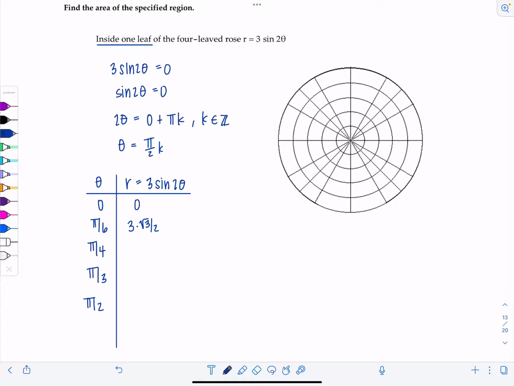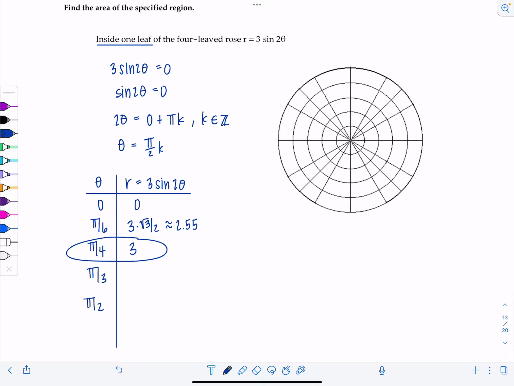Why am I doing all this? Because I don't give my class a calculator, so they have to eyeball it. So it's about 2.55. At pi over 4, that's 2 times pi over 4, so pi over 2. Sine of pi over 2 is 1, so 3 times 1 is 3. That's going to be the furthest tip of the petal, the longest part.